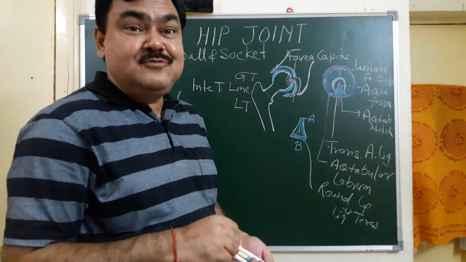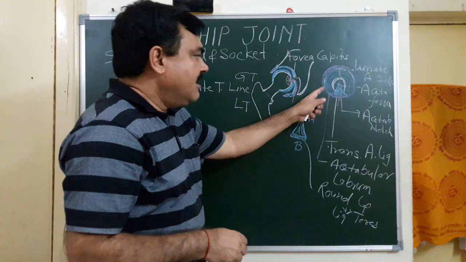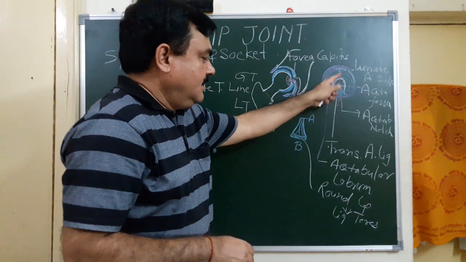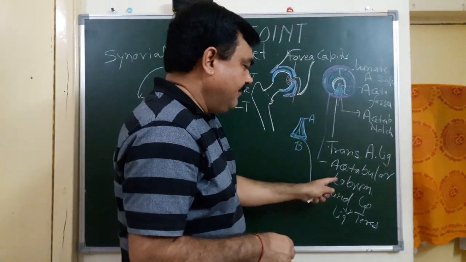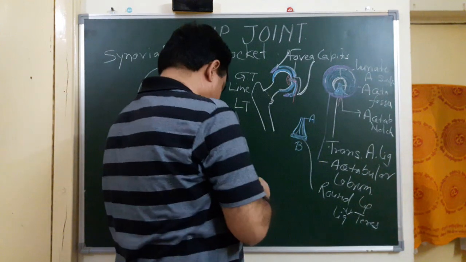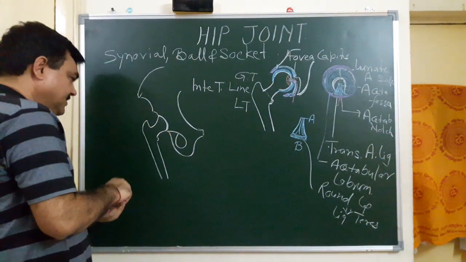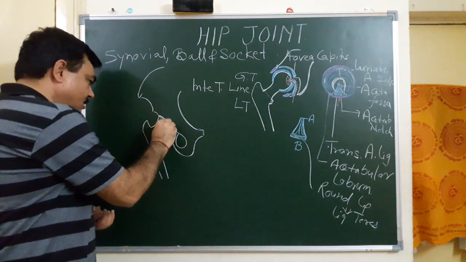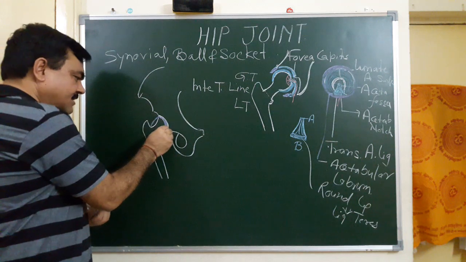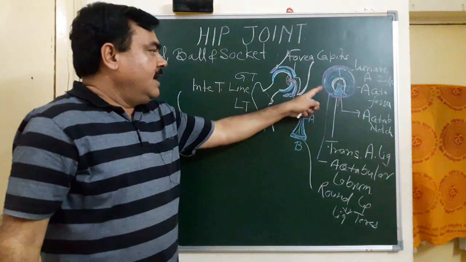And the next ligament is the capsular ligament. The capsular ligament is attached with the margin of the acetabular labrum. Here you can see the margin of the acetabular labrum. So the capsular ligament is attached with the margin of the acetabular labrum medially and laterally.